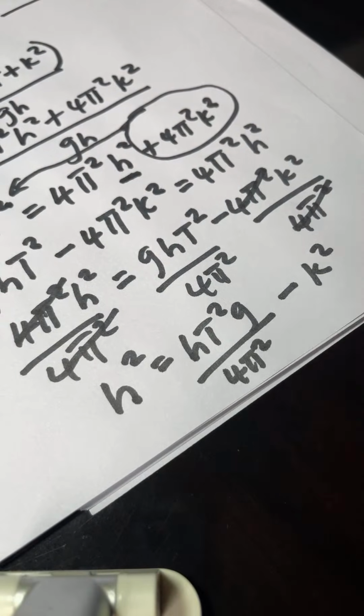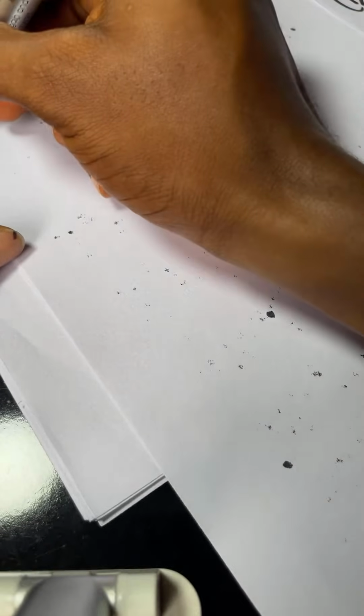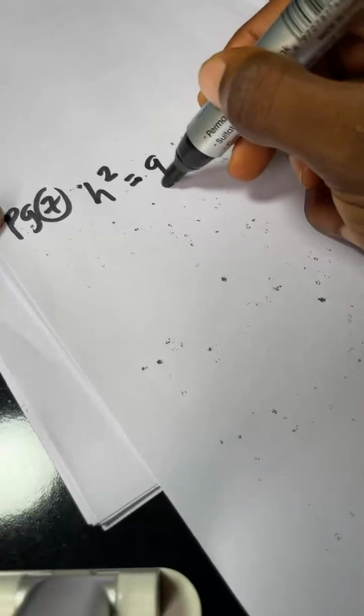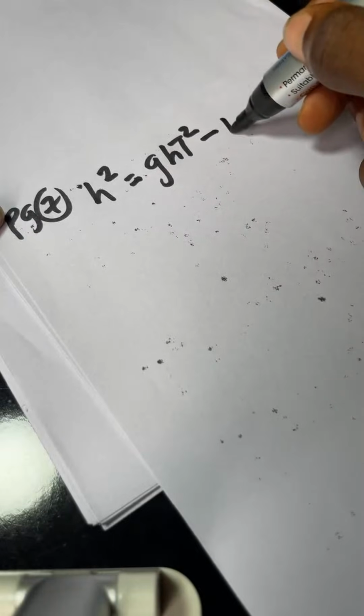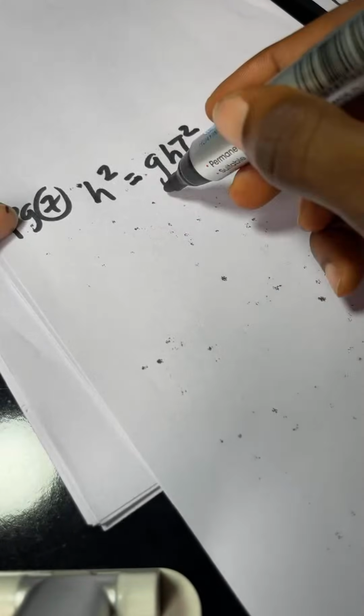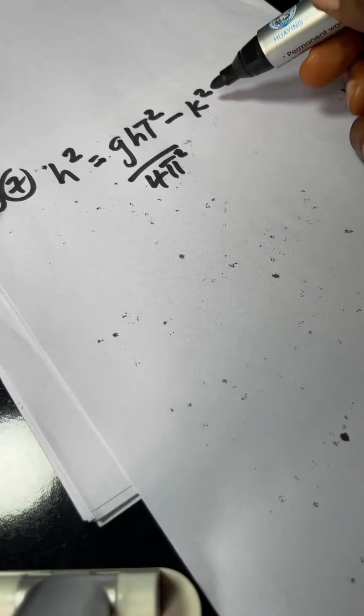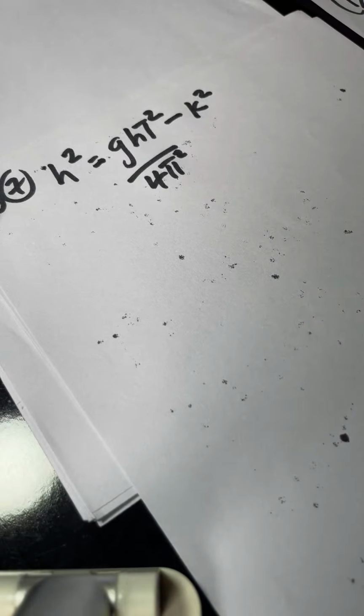Sorry, I interchanged this guy. Let me return it back. So this is page 6, right? Page 6. So from here, let me rewrite the last equation. Page 7. We have h square is equal to GHT square minus 4 k square all over 4 pi square. You see that there's no 4 pi in this one. The equation is totally different from the last equation we did.